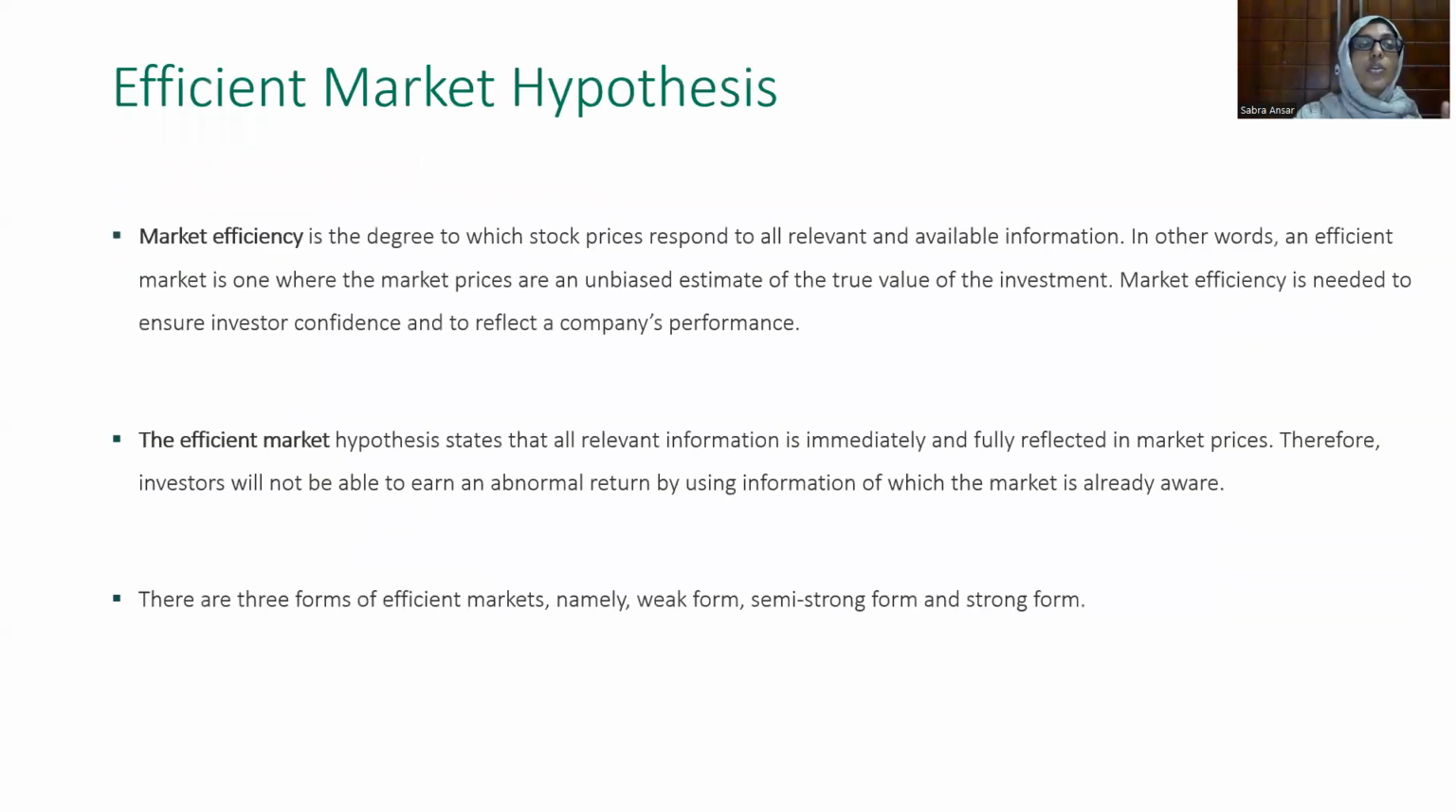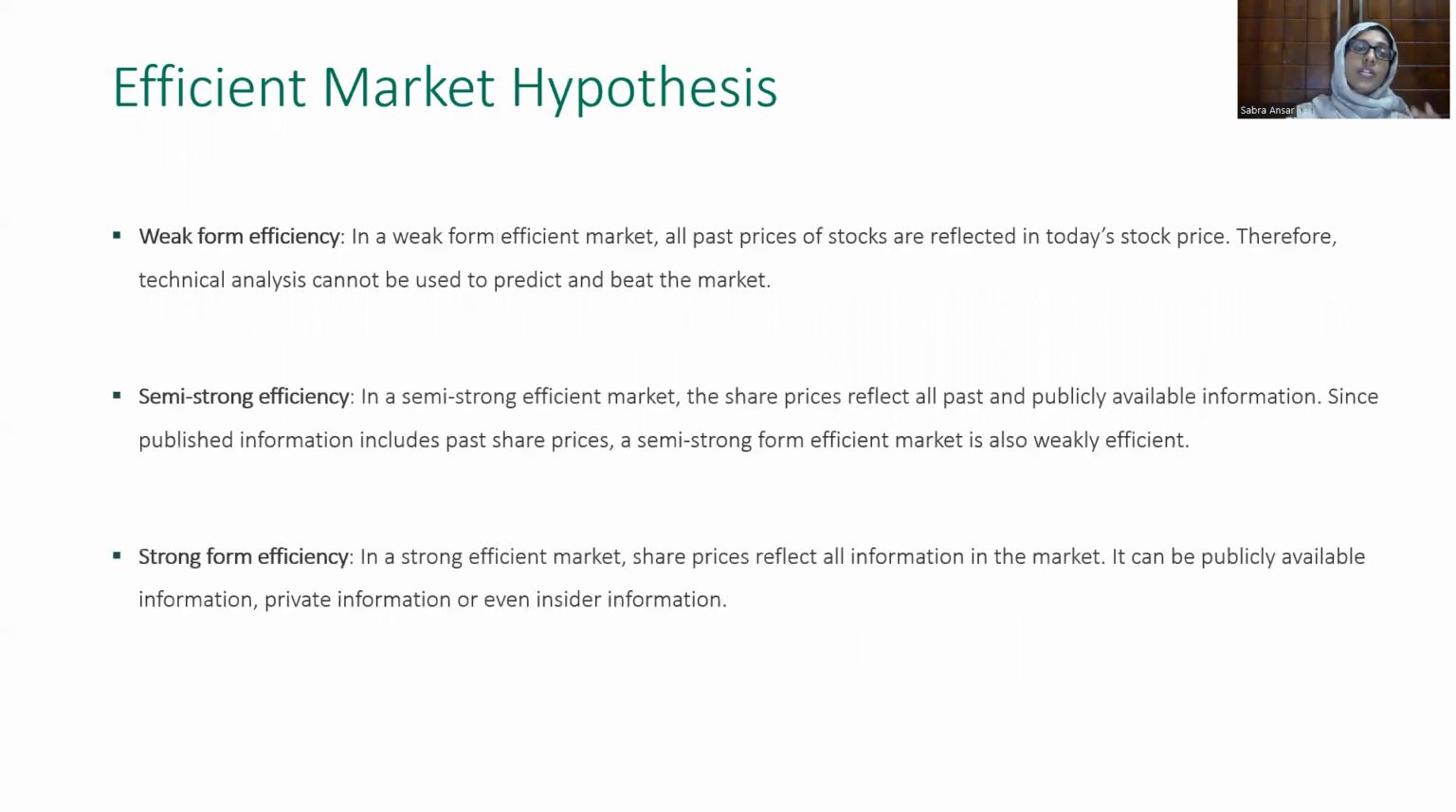Thereafter, we mainly spoke about the efficient market hypothesis, where we spoke about market efficiency. Initially, we spoke about what market efficiency is. Thereafter, I spoke about what the efficient market hypothesis is, and especially said that there are three main forms of market efficiency: the weak form, then the semi-strong form, and thereafter the strong form.